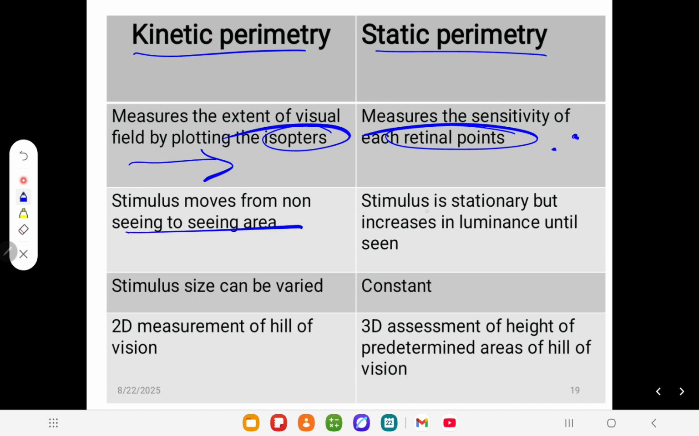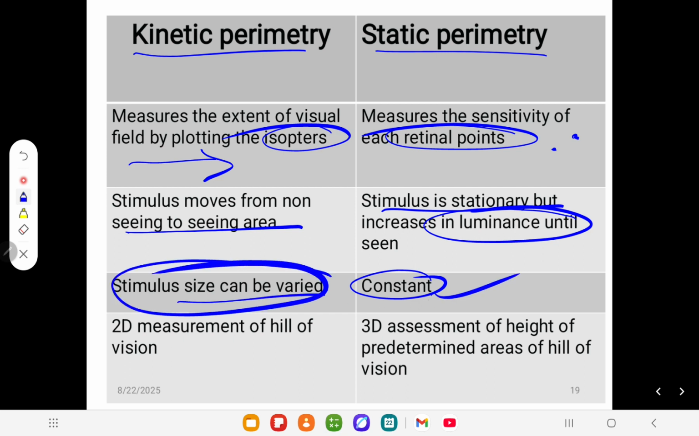In case of kinetic, the stimulus is stationary, but we increase luminance until seen or until unseen. It depends upon the threshold measurement techniques. So stimulus size can be varied and constant. We cannot say that. We can vary in both conditions, but definitely to draw different isopters, we will change the stimulus size in case of kinetic perimetry, for example Goldmann perimetry, but it remains approximately constant all the time in static perimetry. It's not that we cannot change, but we will definitely change if we need, but we choose not to change unless needed.